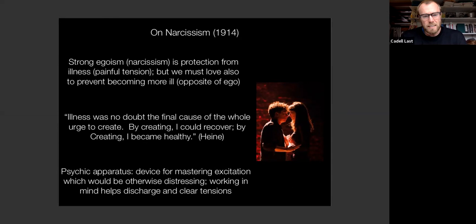So the psychic apparatus, Freud says, is a device for mastering excitation, which would otherwise be distressing. And it works by helping the mind discharge or clear tension. So what Freud's saying here basically is that in between the extremes of object libido and ego libido, there is this tension, which on one extreme or the other can make you ill. And it's kind of about becoming aware of this tension and working with this tension in a way that you can create and in a way that you can maintain some sort of satisfaction and joy while you are alive.